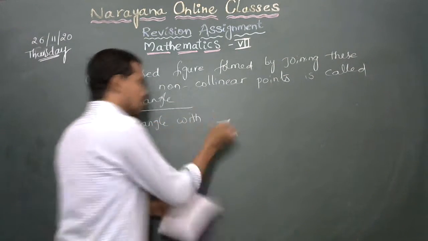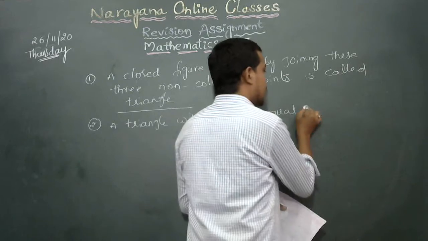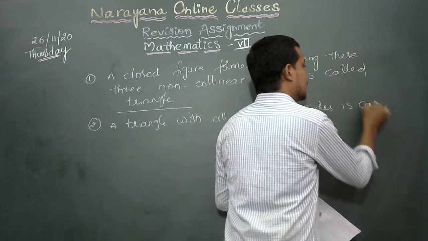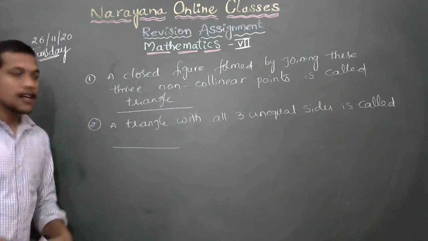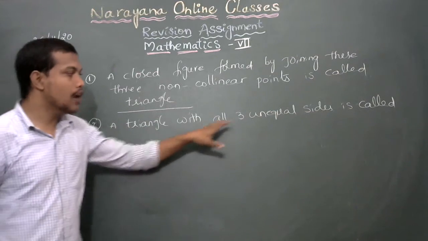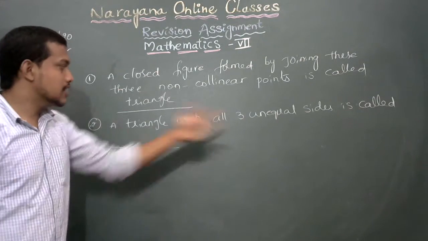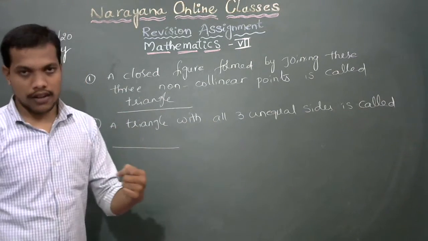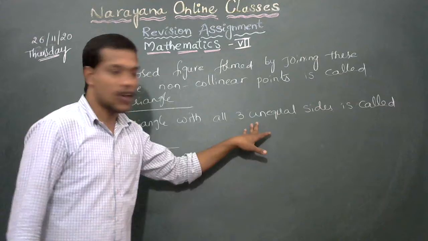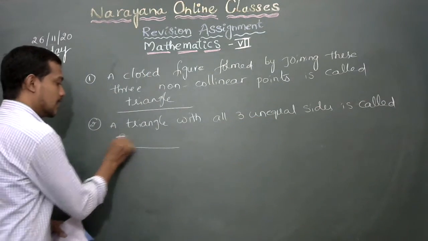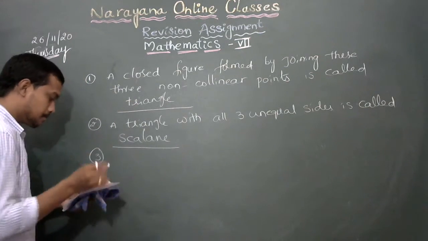Second one, a triangle with all three unequal sides is called dash. Unequal means the given three sides do not have the same measurement. So first side having 5, second side 6, next side 7. Like that, unequal sides is called scalene triangle.